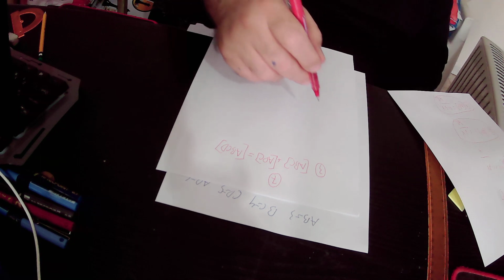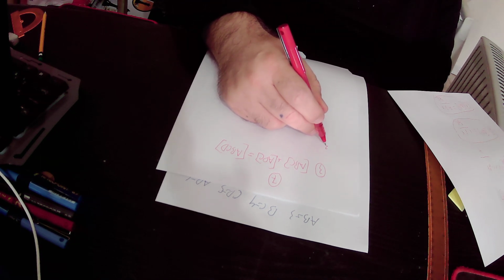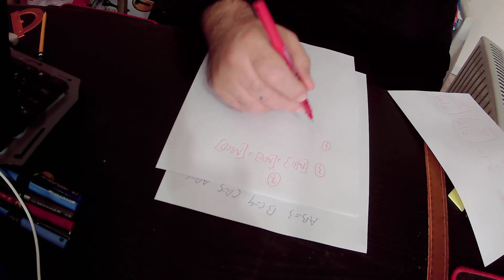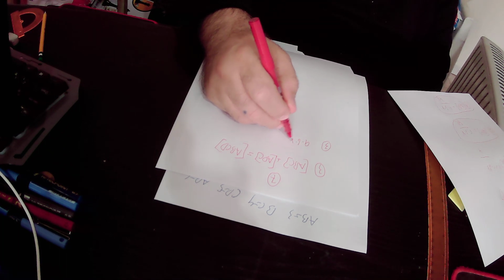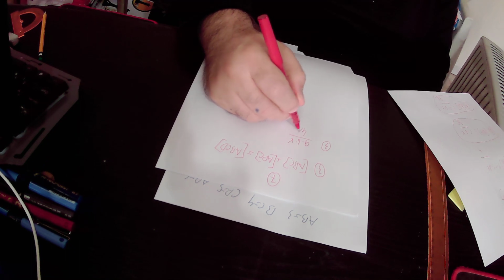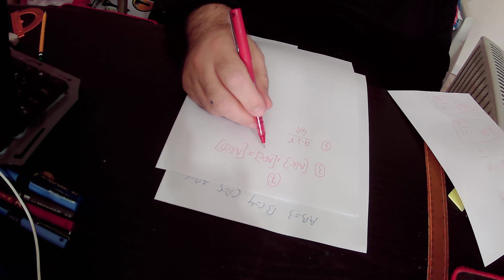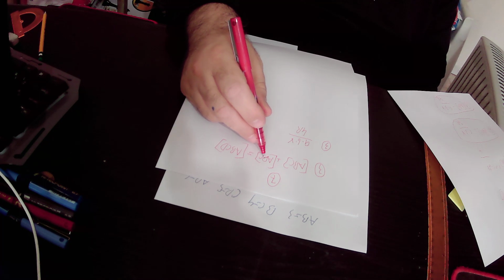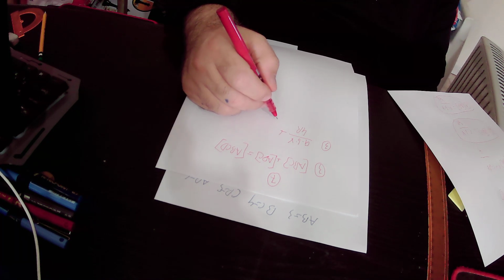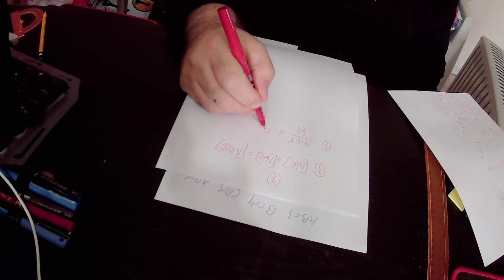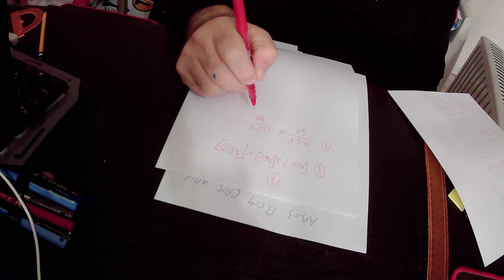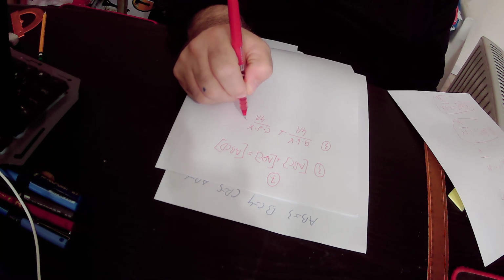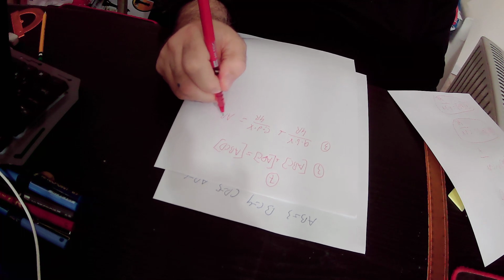So what is the area of triangle ABC? We have already found out that the area of triangle ABC equals a times b times x over 4r, and the area of triangle ADC equals c times d times x over 4r, and together they equal the area of quadrilateral ABCD.